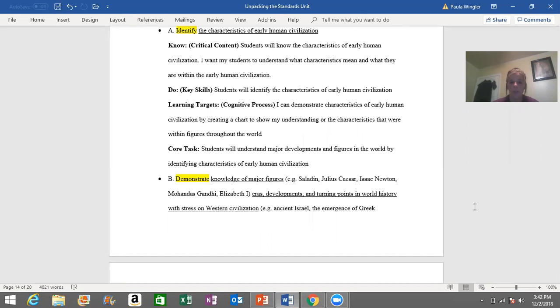Figures of characteristics and figures throughout the world. The students will understand major developments that these figures had. For B, demonstrate knowledge of major figures.